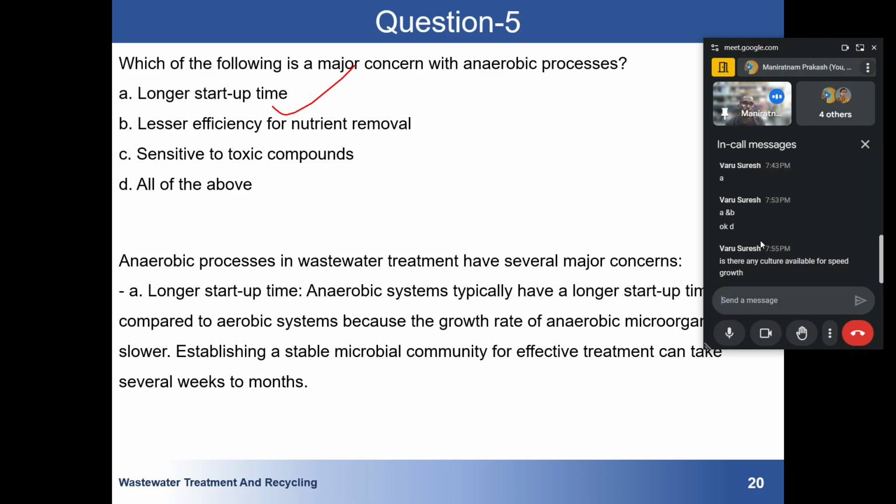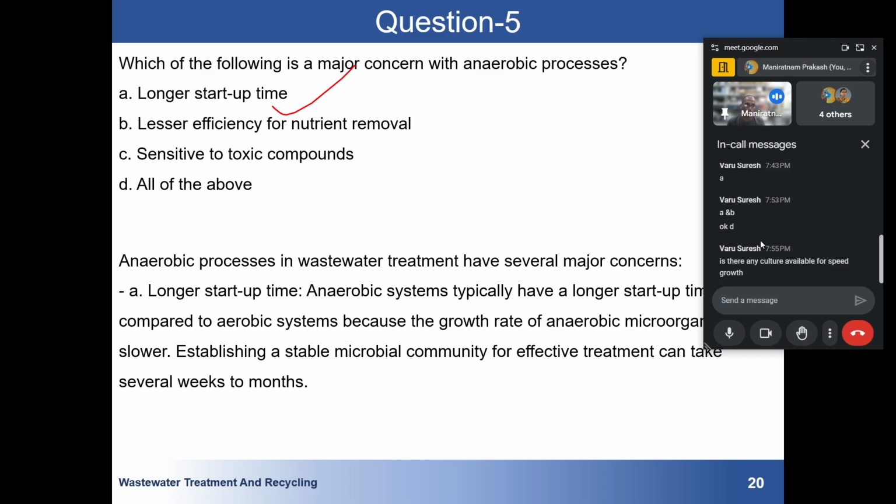Yeah, we can always introduce some kind of culture for speeding up growth, but here we are talking about the most economical way. For a culture, you first have to produce that culture, and that itself will be an economic cost. So whatever discussion we are doing, we are dealing in the most economical way. There is always an option to speed up the process, but that will require extra cost, so we don't want to do that.